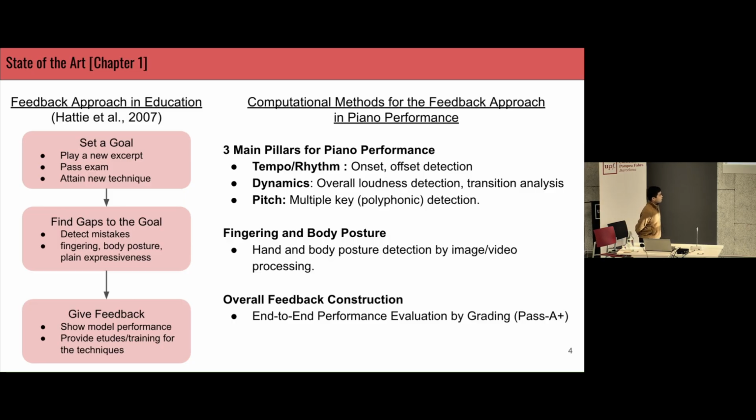Another important thing to evaluate is fingering and body posture, like wrong fingering posture or wrong fingering numbers, etc., which are so important to look into. And to give feedback, overall feedback construction is currently available, like end-to-end performance evaluation by grading from pass to A+, or a scale from 0 to 10.